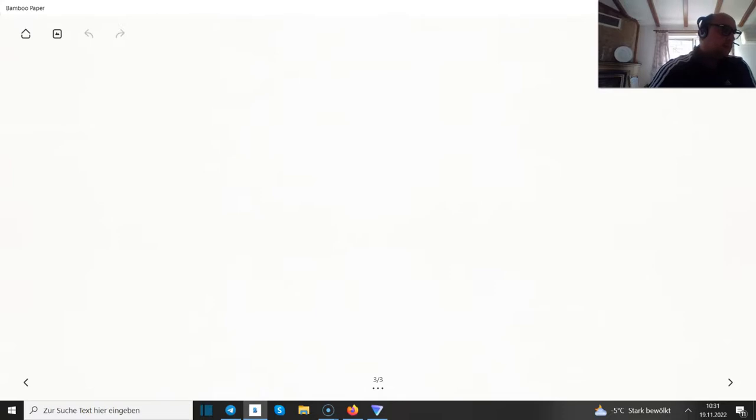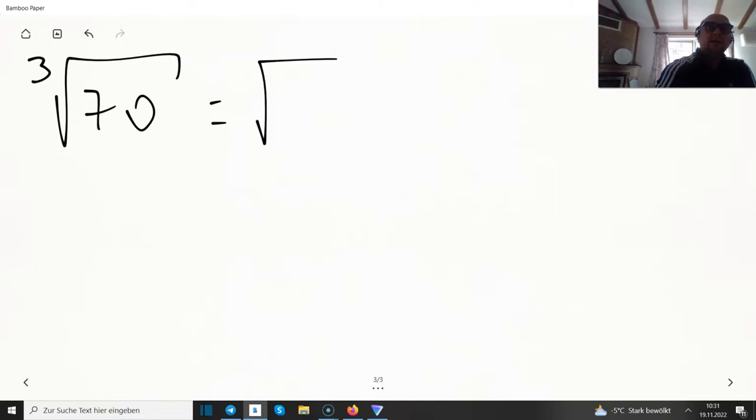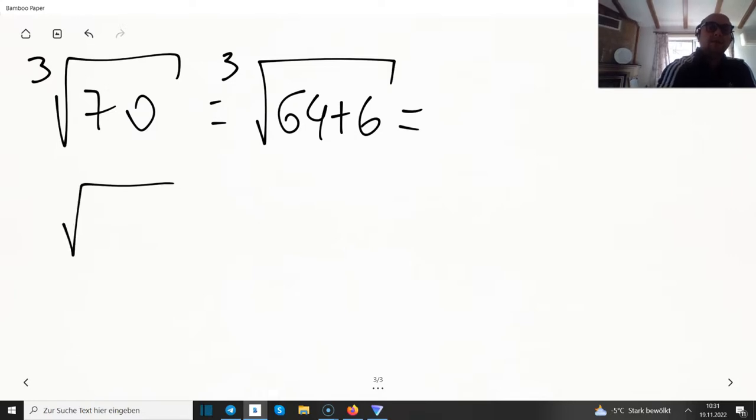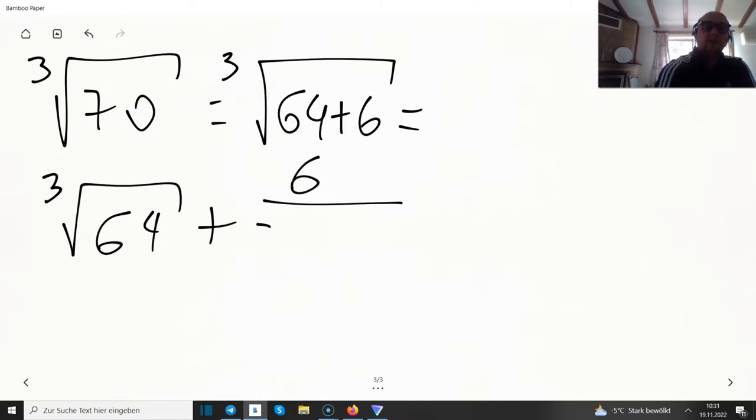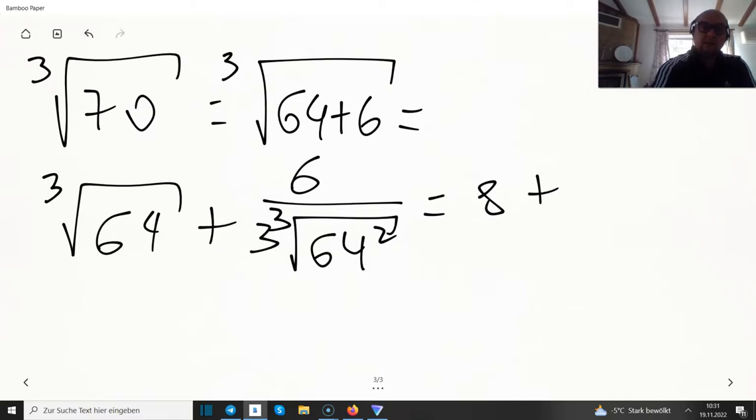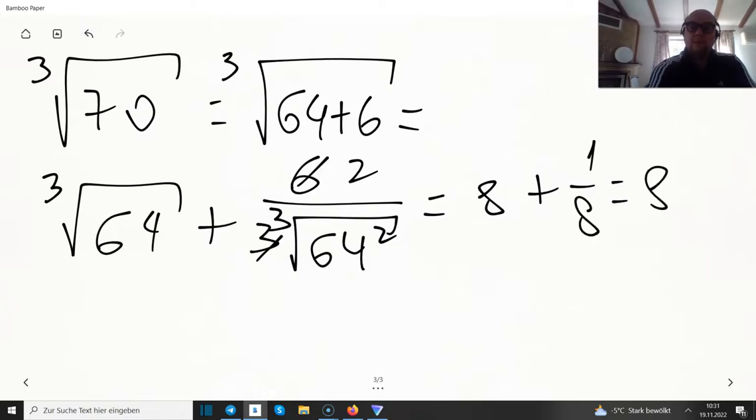All right, what about the cubic root out of 70? Well, I can write it as the cubic root out of 64 plus 6, and let's apply the formula again. So this is the cubic root out of 64 only, plus 6 divided over 3 times the cubic root out of 64 squared. That would be 4 plus 6 and 3 can be cancelled. This is 4 squared is 16. It's 1 divided by 8. So 4.125. I'm not going to do the computation again, but this is the way it's supposed to be working.